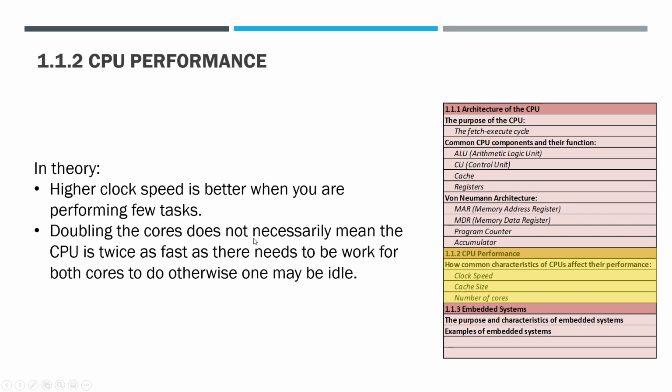Oh, actually, I'll just do this bit quickly, sorry. So just in theory, higher clock speed is better when you're performing few tasks. Doubling the cores doesn't necessarily mean the CPU is twice as fast, as there needs to be work for both cores to do. Otherwise, one may be idle. I always do, like, let's say we're building a brick wall, but it's only 2 meters wide by 2 meters tall. If I had 100 builders on it, it's not going to be 100 times faster than one builder because they'd all get in each other's way. There's not enough work for them to do. So just remember that the cores are only useful if they're being used, right?